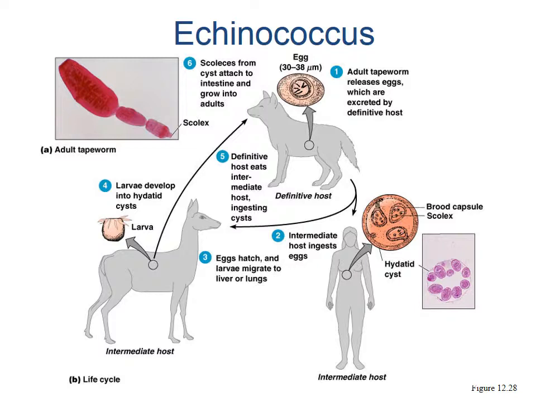Here is the life cycle of Echinococcus, with the definitive host being the canid, and the intermediate host being the human and the cervid.